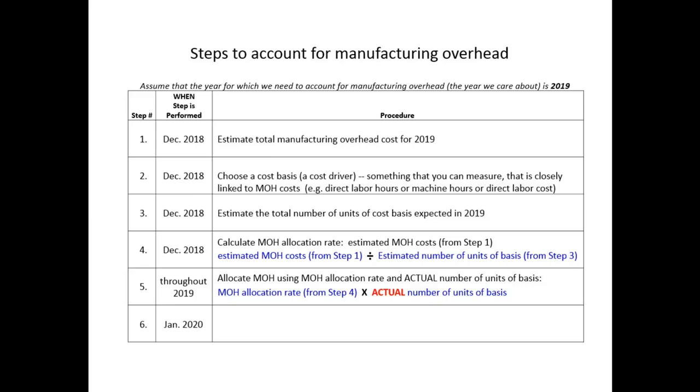So step 6 can only be done after we have all the bills in for costs incurred in 2019. When we know all of our actual manufacturing costs for 2019, we make the adjusting entry to account for any over or under allocated manufacturing overhead, just as we did in the job order cost system ACLET. An example of how to use these 6 steps to account for manufacturing overhead is included in a separate ACLET.